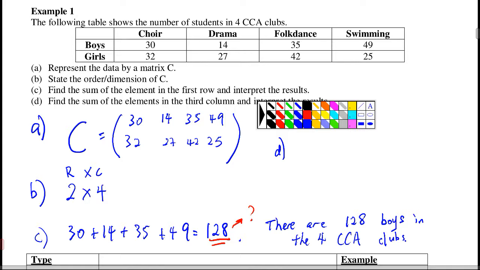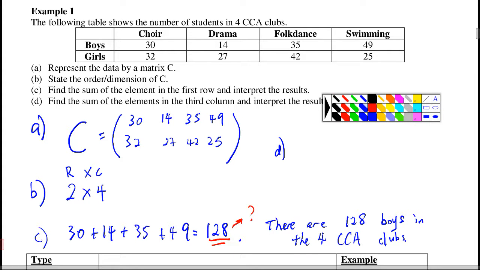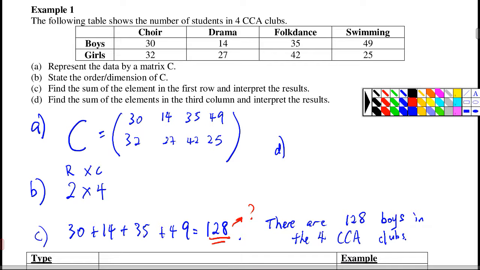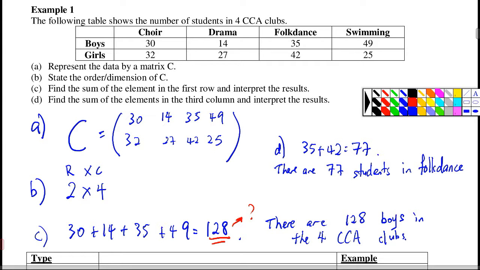Let's try D. So add the elements in the third column. How many girls are in the third column? So in the third column, what number plus what number? Folk dance. So how do I add? 35 plus 42, 77. So interpret the result. There are 77 students in folk dance. Students is more correct because the question says number of students in folk dance. That's all. Simple, right? So easy.